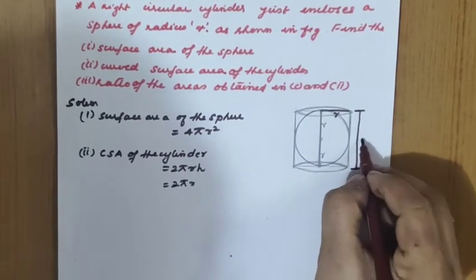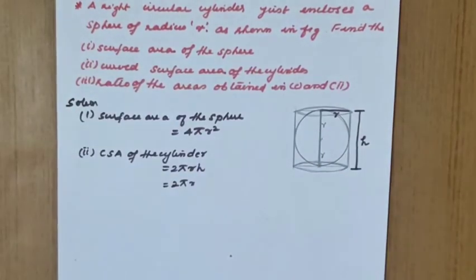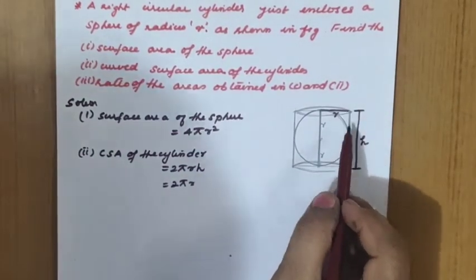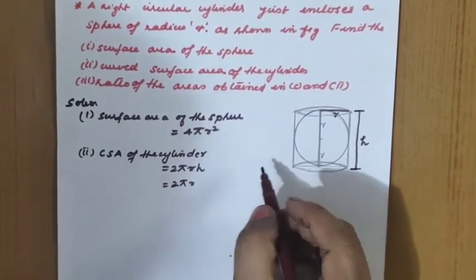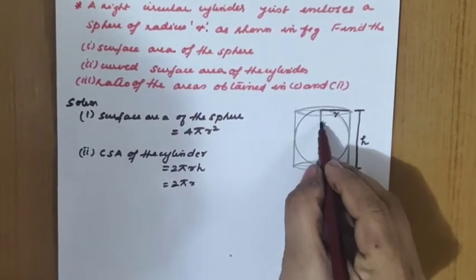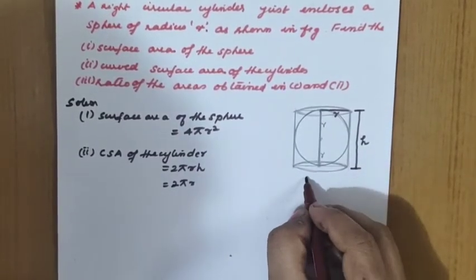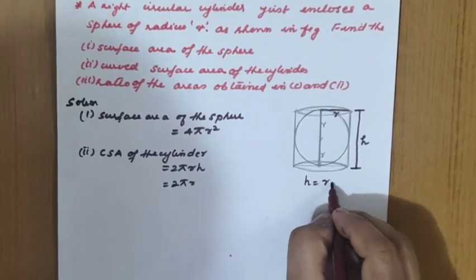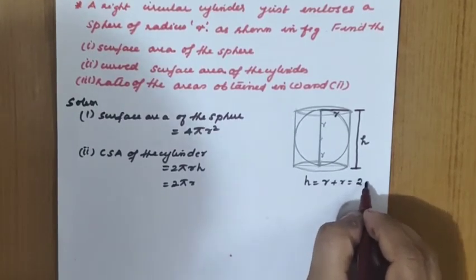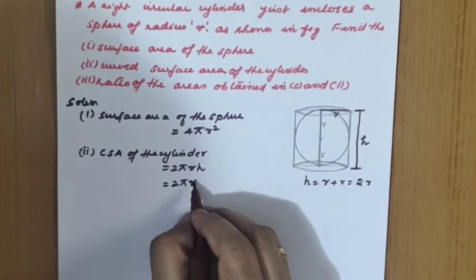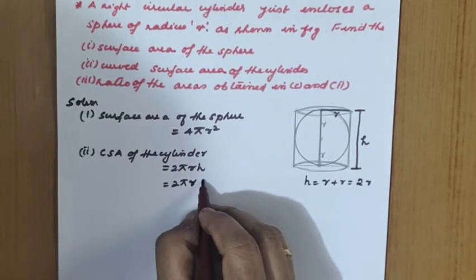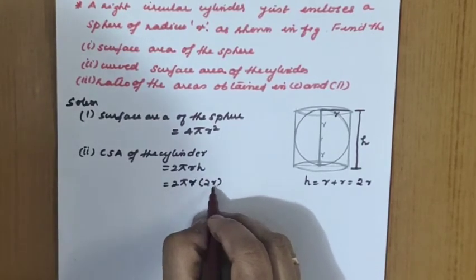When we learned all the formulas in the 8th class, we clearly explained that the height is the difference between the top and the bottom face. So h is equal to r plus r. Below the figure I'll write height is equal to r plus r, which is equal to 2r. Here I have already marked 2 pi r, so h we should replace by 2r.